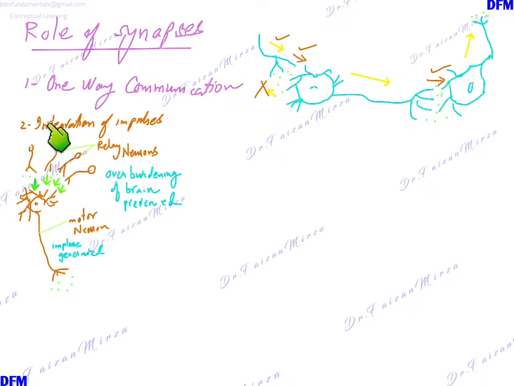What's the function? Why do we have integration of impulses? The integration of impulses prevents the overburdening of your brain. It prevents sensory overload. So when the information was just coming from a few neurons, your central nervous system was just not responding to it. But when it came from many neurons at once, obviously that means it was a stronger stimulus and it needed attention.